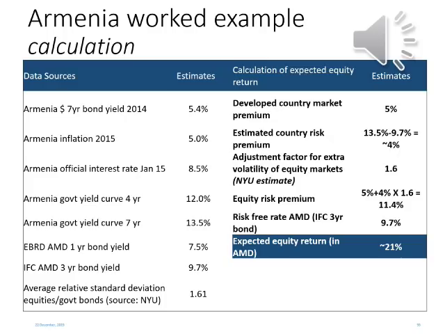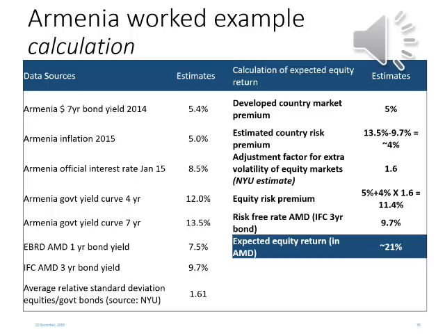The Armenia 7-year bond yield, 5.4%, the dollar bond in the international markets by the Armenian government, Armenian inflation of 5%, the Armenia official discount rate of 8.5%, the Armenia 4-year yield at 12%, Armenian government 7-year yield at 13.5%, the EBRD 1-year bond yield at 7.5%, the IFC 3-year bond yield at 9.7%, and the average relative standard deviation of equities to government bonds for emerging markets of 1.6. So let's go to our calculation.